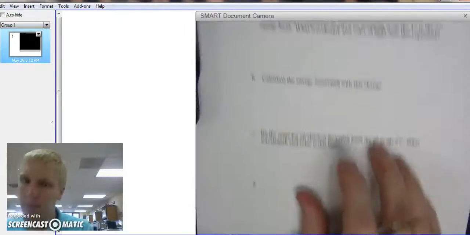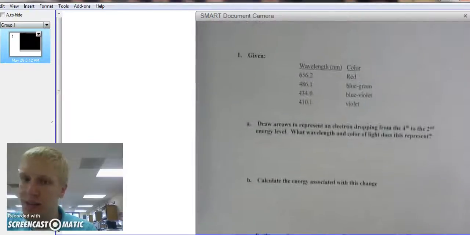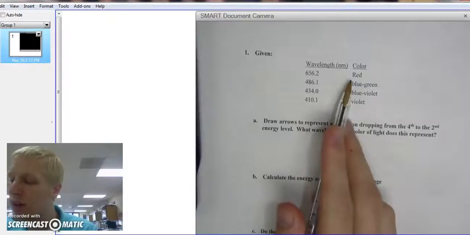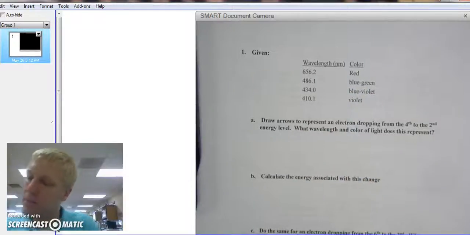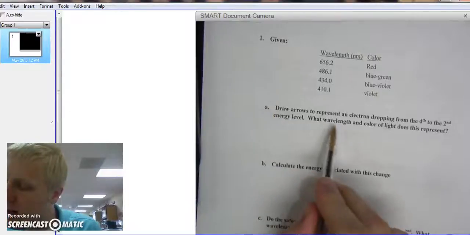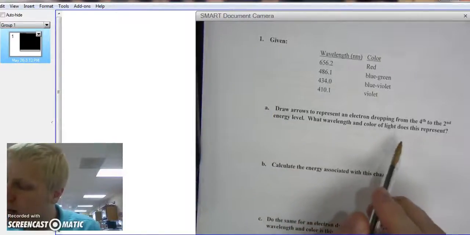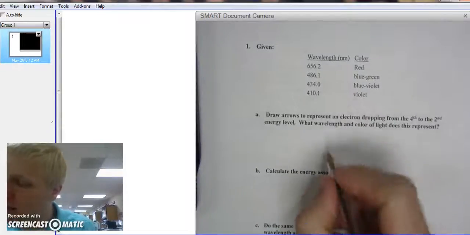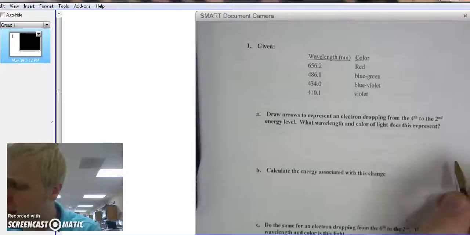So, flipping over to do a problem, we have a question, and we have given these various wavelengths in nanometers, for the various frequencies or colors. It says draw arrows to represent an electron dropping from the 4th to the 2nd energy level. What wavelength and color does this light represent?